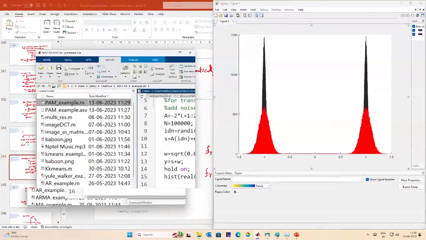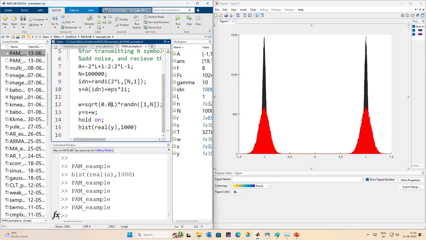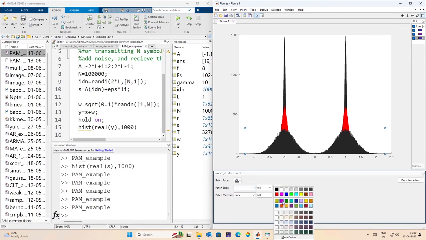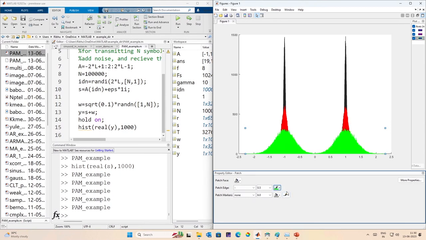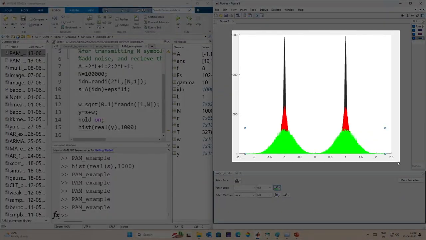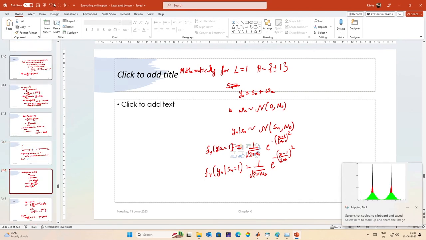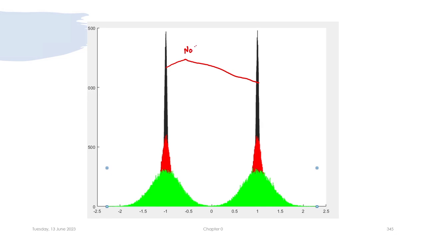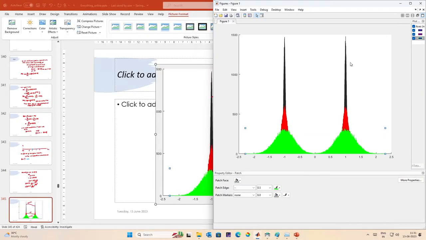What I'll keep doing here is move it to the left, and now here is the interesting part. I'll color this as well, say bright green. I'll take a screenshot and move it to PowerPoint, and that will make some explanation easier. So these correspond to N0 equals 0.001, 0.01, and 0.1.